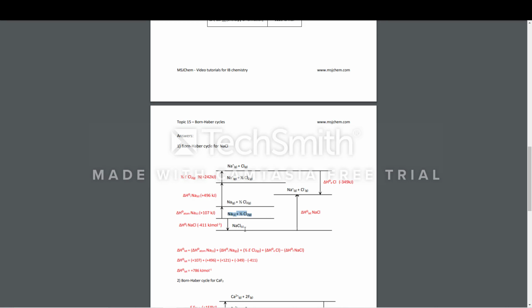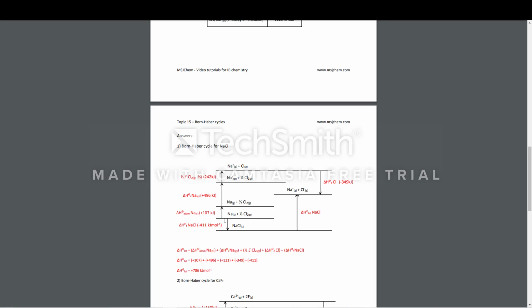points to this. So it's combining something, so they're releasing energy. That's why this is negative here. And this one is the change in enthalpy of atomization. And you can see the atom here.